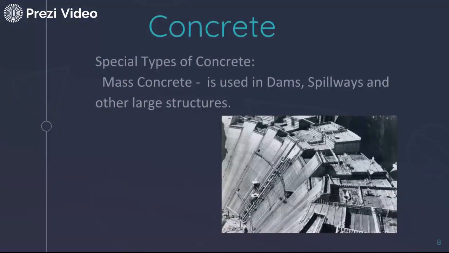All right, now we're going to talk about the special types of concrete. This is mass concrete. This is used for dams, spillways, and large structures. Here's the image right here.